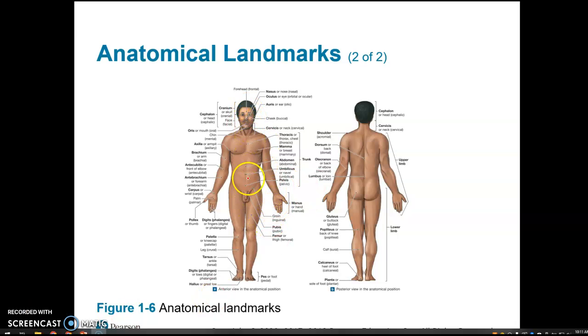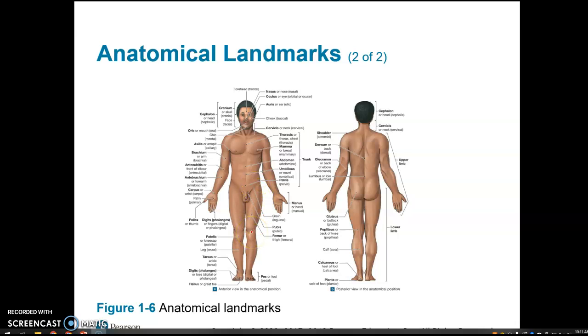Notice how the man here is standing. He's standing straight up, his face forward, and his palms are turned to where they're facing outward, and the thumbs are pointing laterally. They're pointing away from the body, okay? So that is the anatomical position.